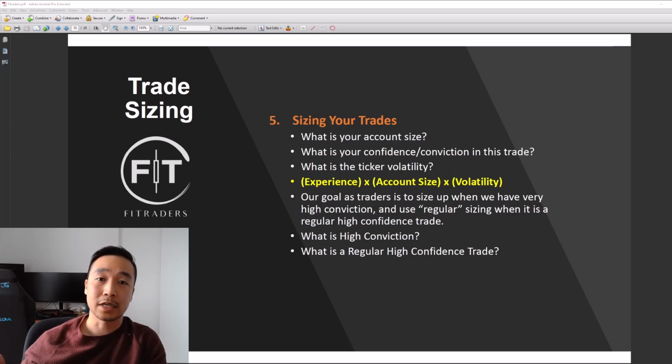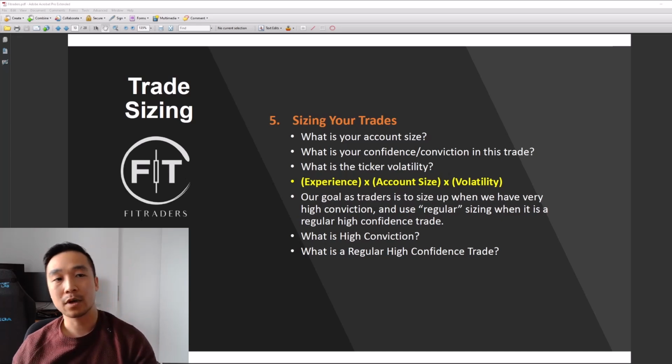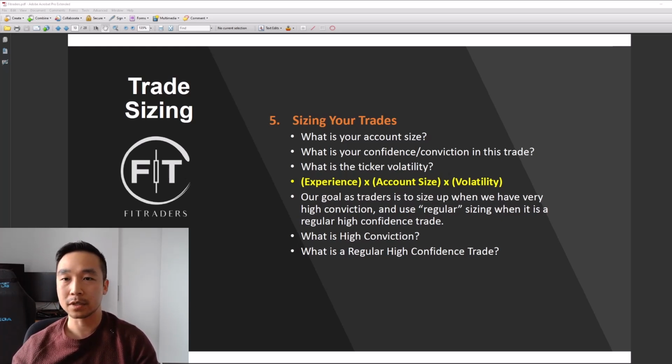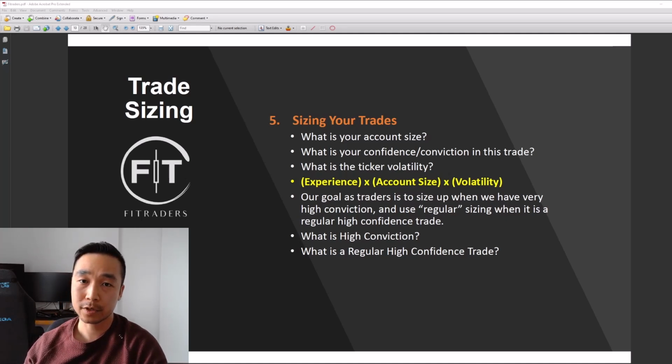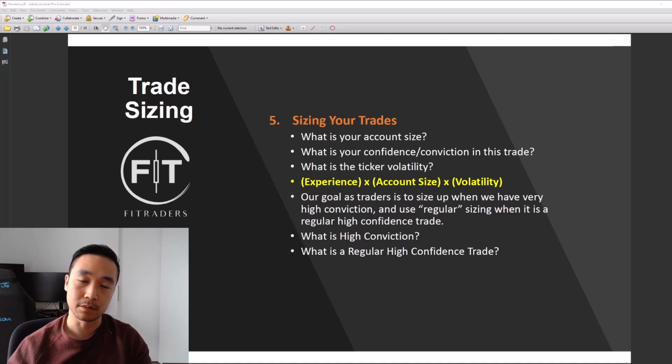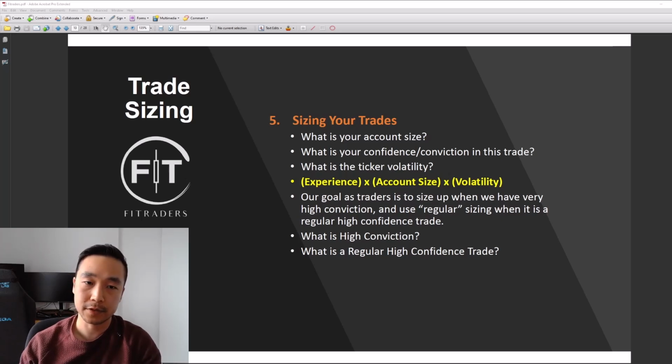If it takes you a year to save that $5,000 back, you might want to be a little more careful with it. You might not want to size that aggressively, because if you blow up, it's going to be another year before you can trade. So you shouldn't be as aggressive. But if it takes you a month or two to save that $5,000 back, maybe you want to be a little more aggressive. You want to take a little more risk.